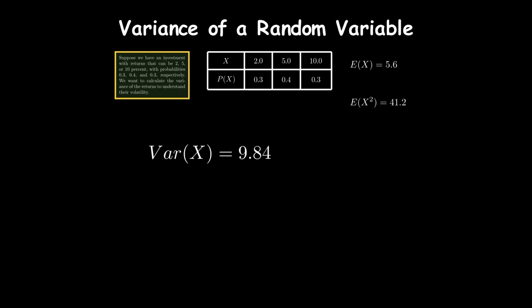This means that returns are spread out around the mean of 5.6 with a variance of 9.84. Therefore, the returns are highly volatile and risky, as they can vary significantly from the mean.